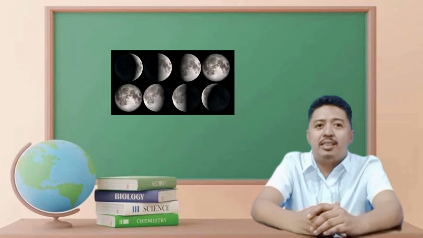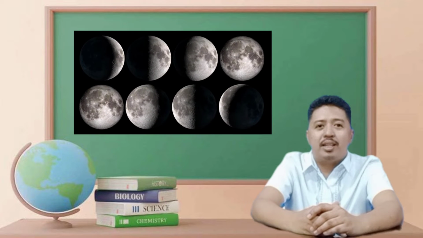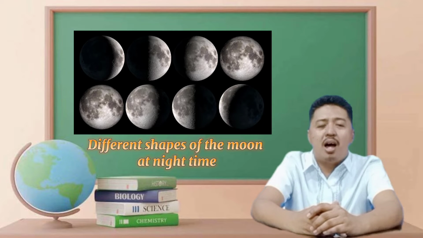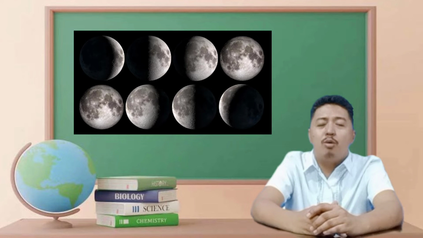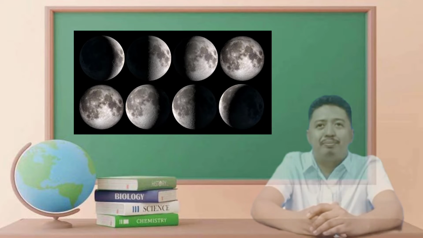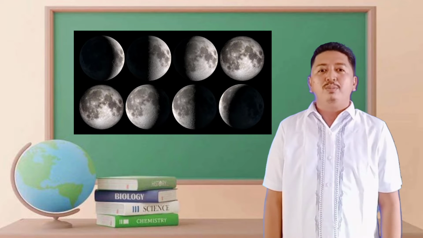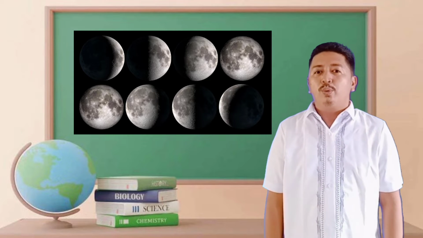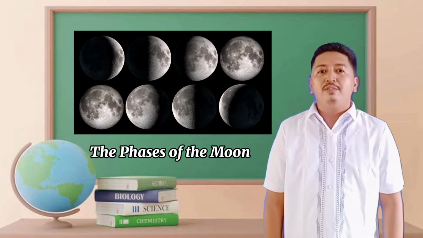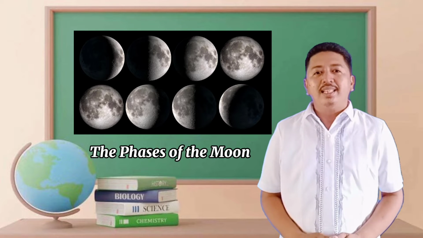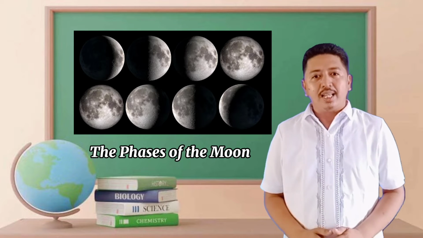I have here some objects. What can you say about these? What does it show? Nice answer! How do you feel if there is no moon at night time? Now, the different shapes of the moon that we can see is what we call the phases of the moon. And that is the topic for this day.